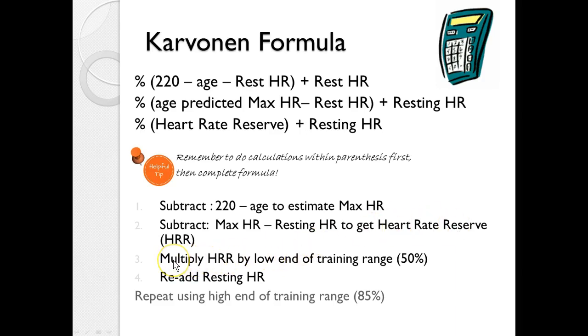Step 3 would be to multiply the heart rate reserve by the low end of the training range, and in this case we'd use 50%. And the final step, or step 4, is re-add the resting heart rate to that number. And then you would repeat the same series using the high end, or the 85%, to get the whole range. And once again, remember, you'll need to narrow that down for your clients.